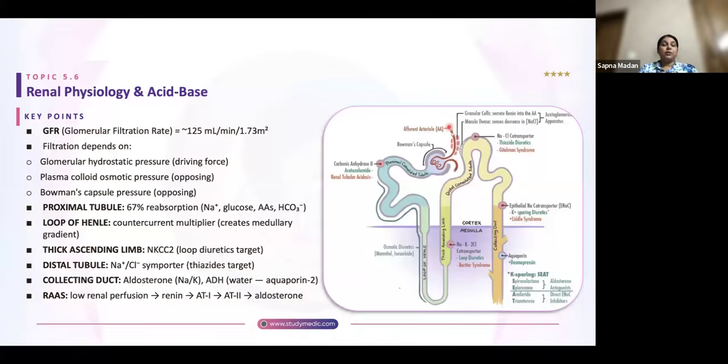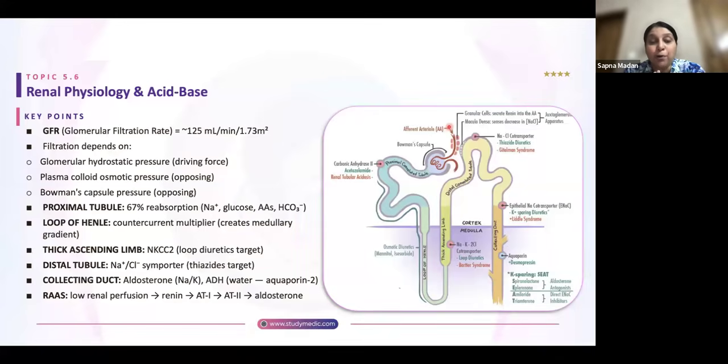Okay, let's talk about renal physiology and acid-base balance. The normal GFR is around 125 milliliters per minute, and in ladies it is around 120 milliliters per minute. The filtration depends upon one, driving force, and two, opposing forces. The glomerular hydrostatic pressure is the driving force, and the plasma colloid osmotic pressure and the Bowman capsule pressure are the opposing pressures.